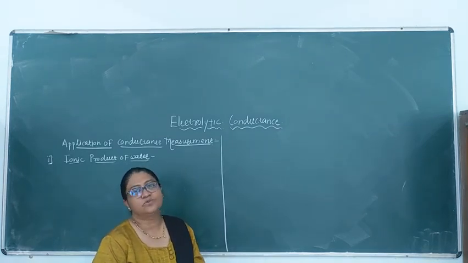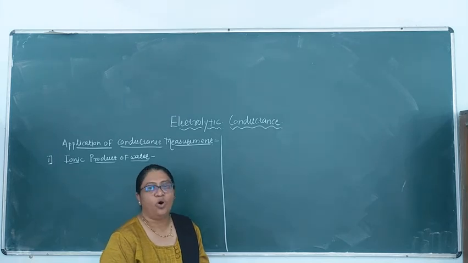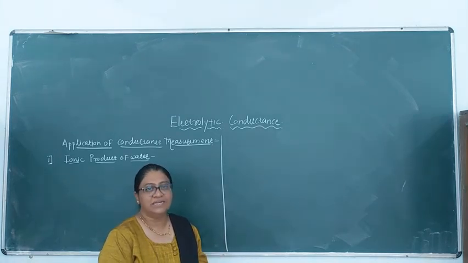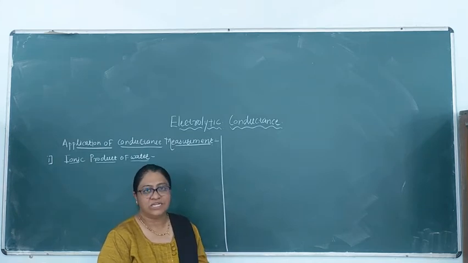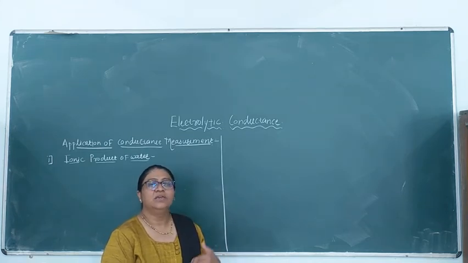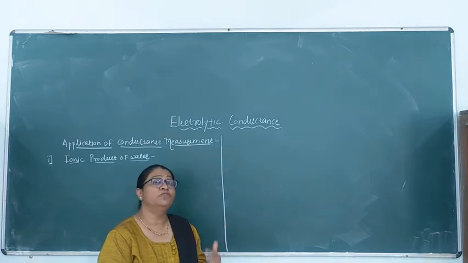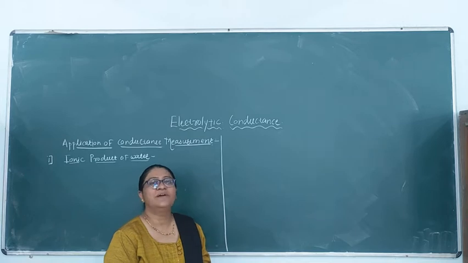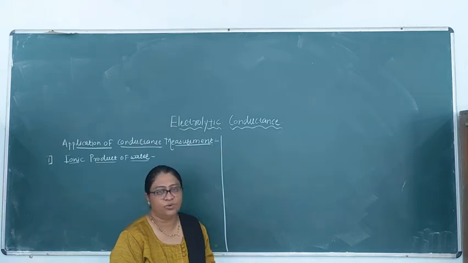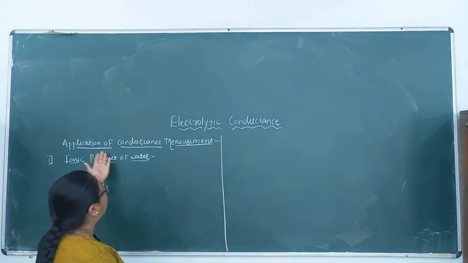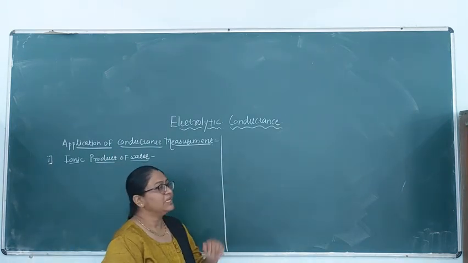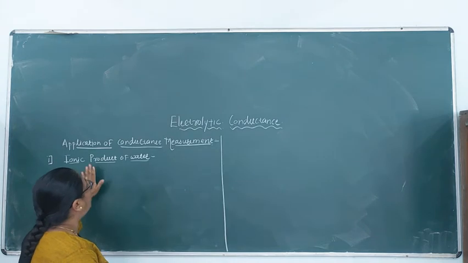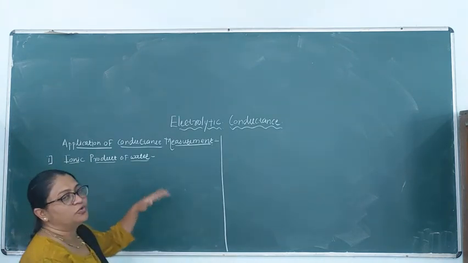The degree of dissociation is nothing but a ratio of the equivalent conductance of an electrolyte at a particular concentration and the equivalent conductance of the same electrolyte at infinite dilution. So alpha is equal to lambda divided by lambda 0. Now we are going to the application of conductivity measurements. The first application is to find out the ionic product of the water.